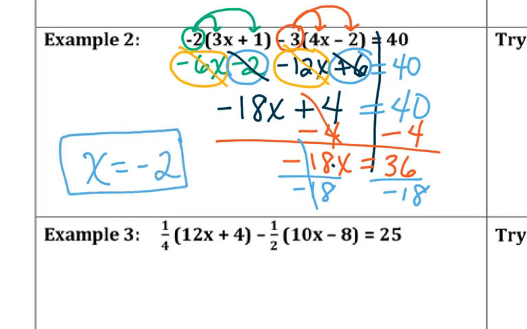Lots of steps, but the same idea. So we started by distributing our parentheses. Then we combined like terms. And then we had a two-step equation, which was very easy to solve for our final answer. So go ahead and try the same thing in the try it for example 2.